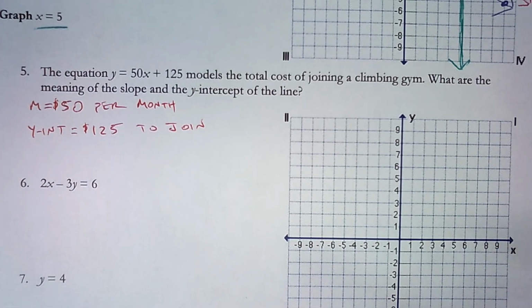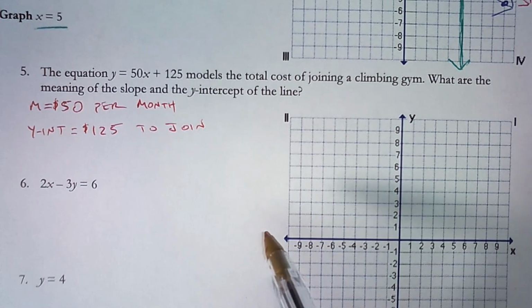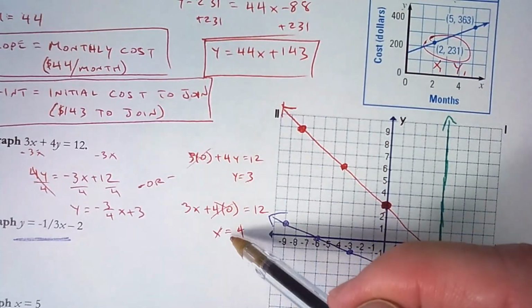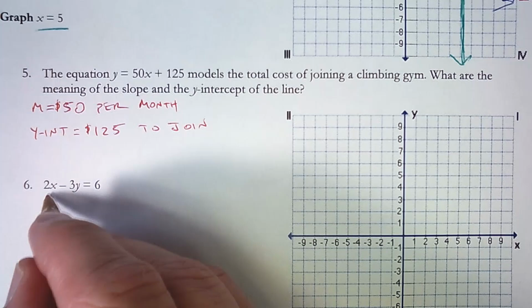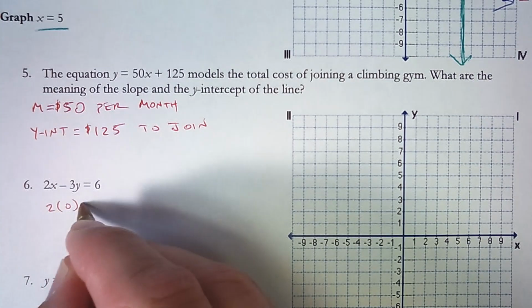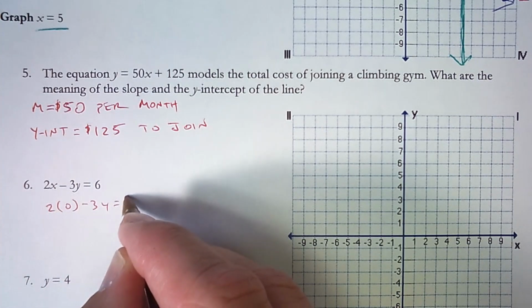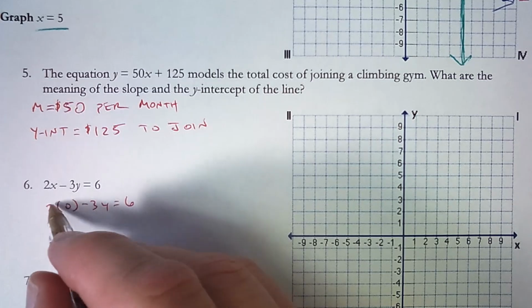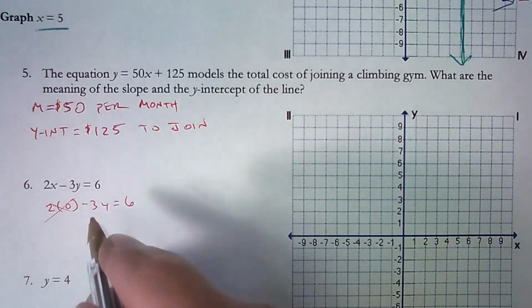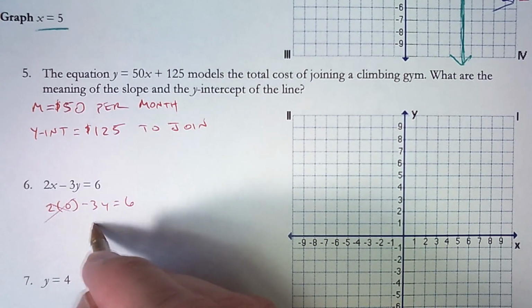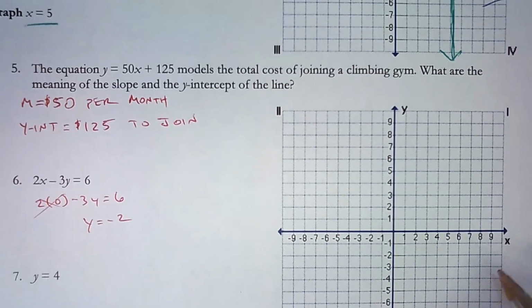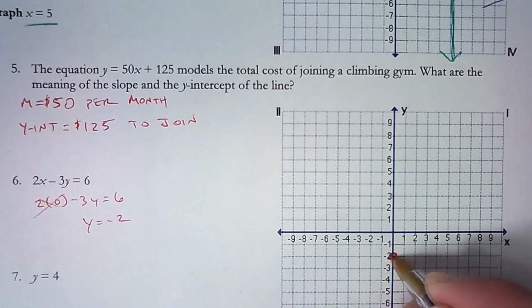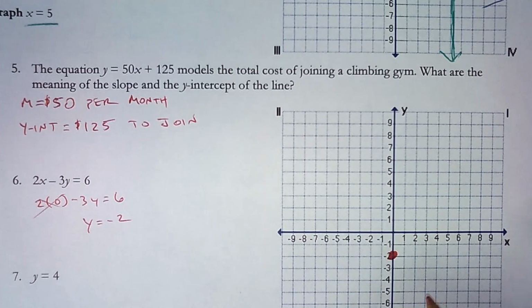Okay, number 6. So I'm going to do this with the intercepts. So that's this method right here. So I'm going to say x is 0. 2 times 0 minus 3y equals 6. And this will help me find the y-intercept. 2 times 0 is 0. I'll divide by -3, so I get y equals -2. So my y-intercept here is -2.